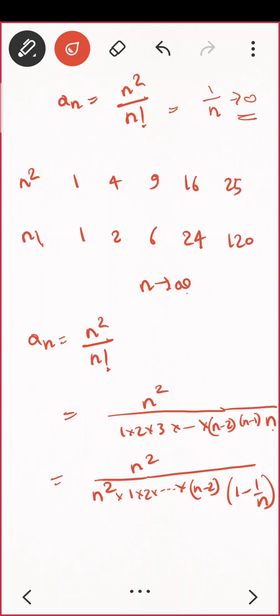Yes, do you agree? So n square gets cancelled. Here you will be having up to n minus 2 multiplied by a. So to find the limit, that means what?